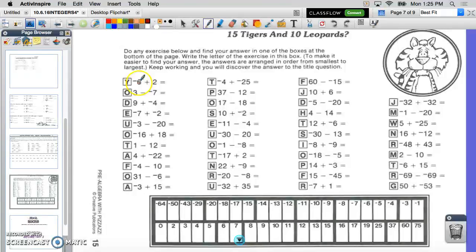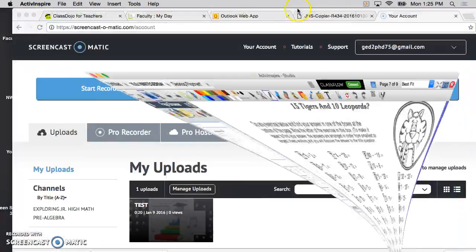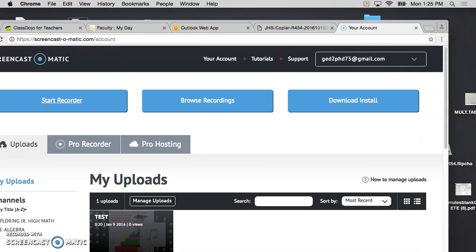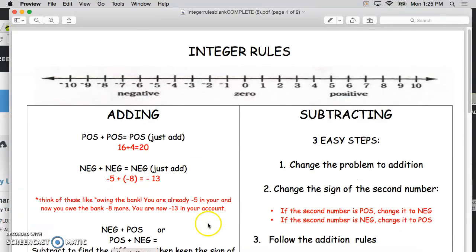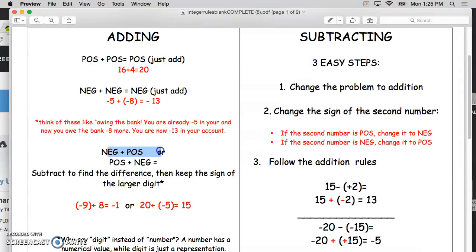Alright, so look, you have a negative plus a positive. Anytime we have a negative and a positive, as you know, you should be able to subtract and keep the sign of the higher digits. Let me see if I can get to my integer rule sheet. Here it is: negative plus a positive, or positive plus negative. First thing we do is subtract to find the difference between the two numbers, and then we keep the sign of the larger digit.